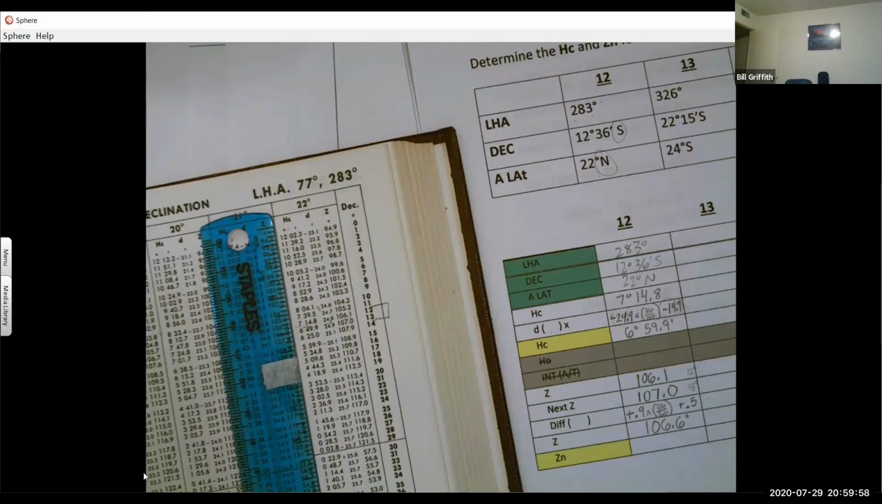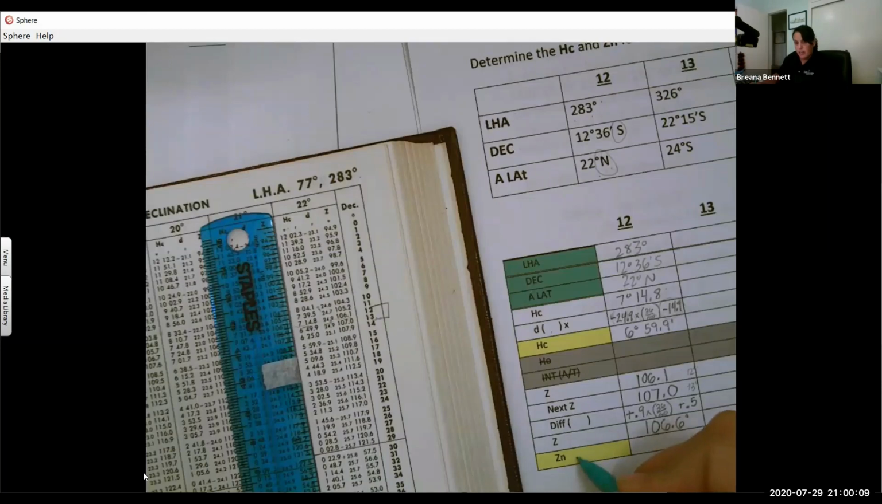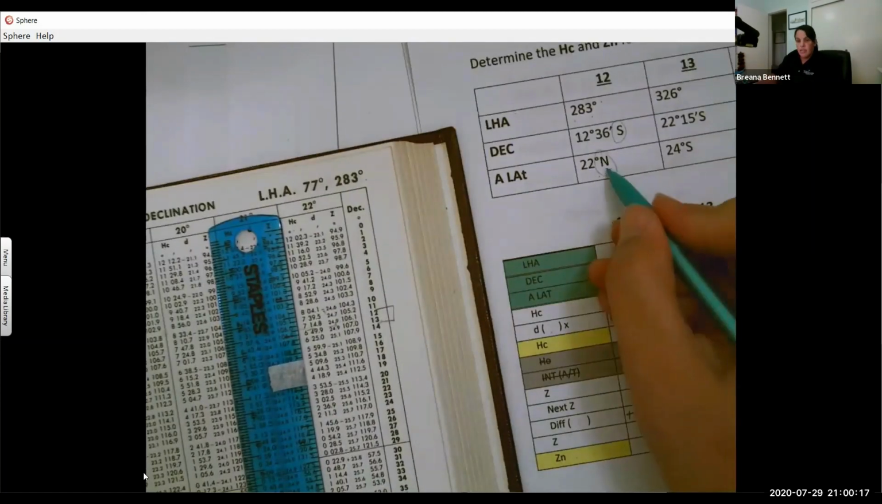Does that make sense so far? We did another interpolation there. Our next step is to convert Z to Zn. This is where we follow the rules that are on our 229. We are in the northern latitude, so we have a latitude of 22 degrees north.